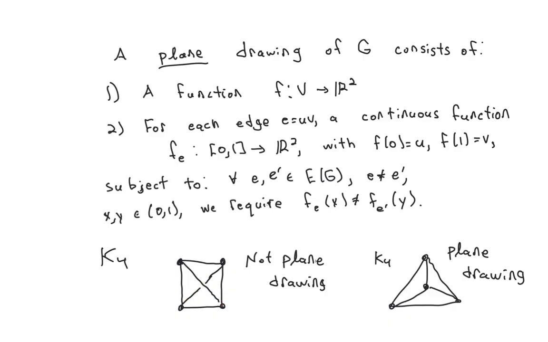And sometimes it's kind of hard to tell if a given graph has a plane drawing. For instance, consider the complete graph on 4 vertices. If you draw one of the Hamilton cycles as a 4-cycle, so you draw it as a square, you see that the edges have to cross. But if you move this vertex into the interior of this triangle, you get an actual plane drawing. So K4 does have a plane drawing.